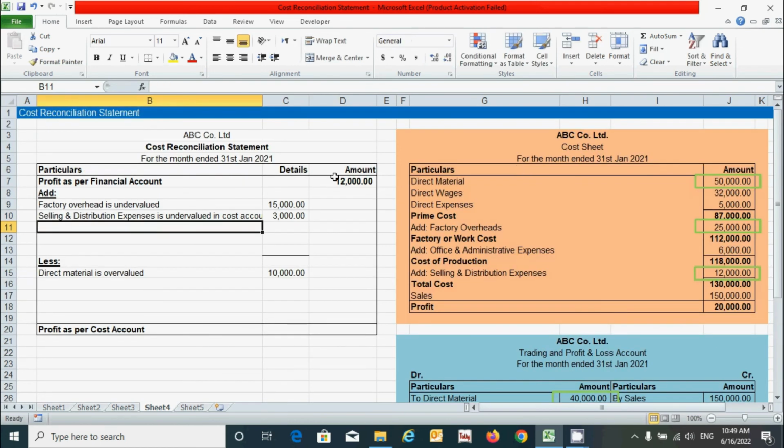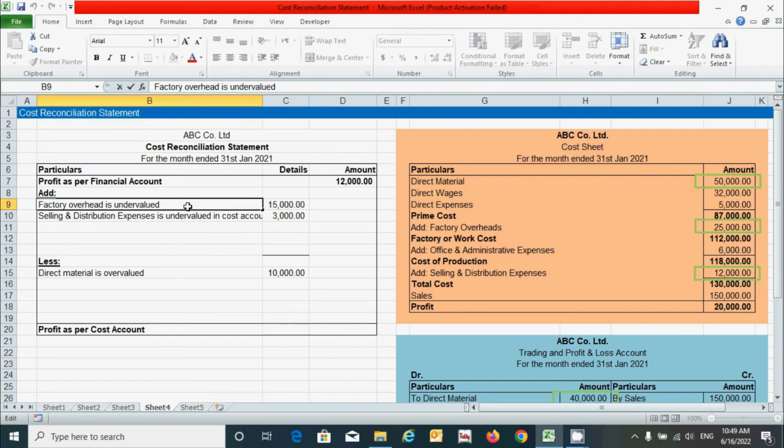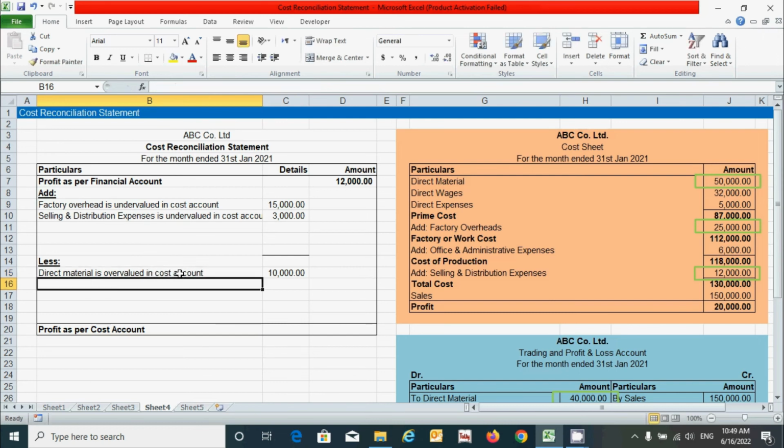Now press the enter key, and here I'm going to add the account name. The factory overhead is undervalued in which one? Cost account, and the direct material is overvalued in cost account. Now press the enter key.